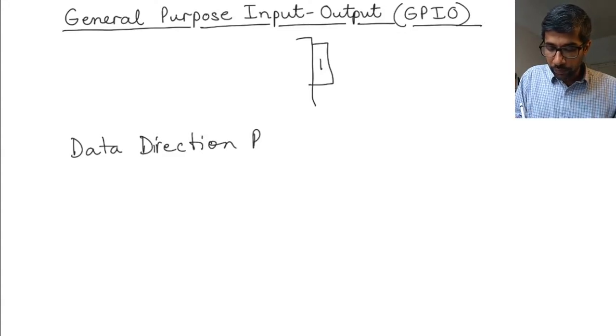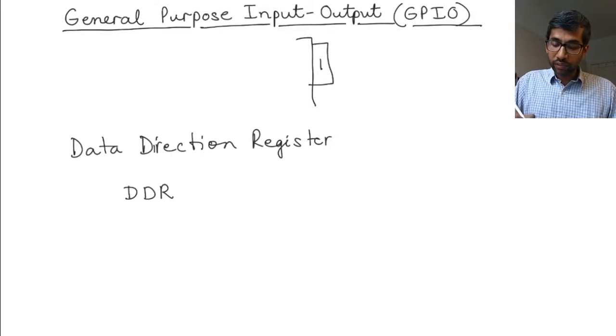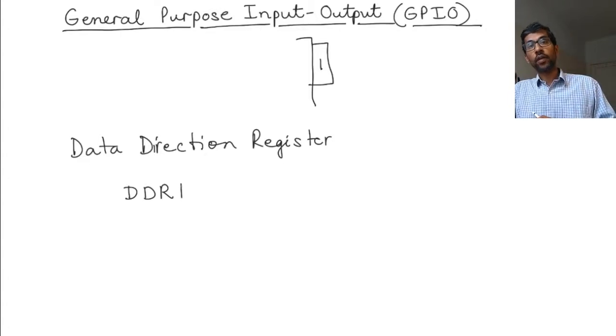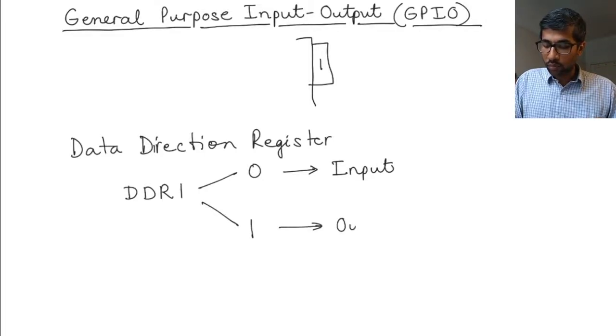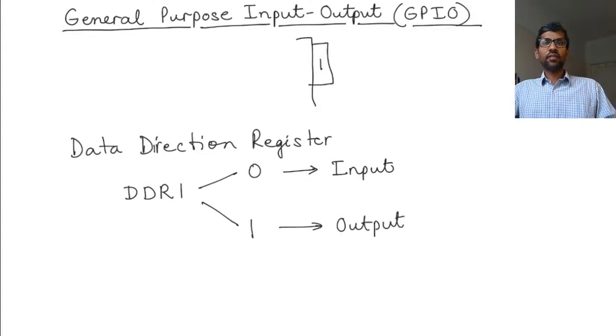In short we can call it DDR. And because this is associated with pin 1, let me call it DDR1. So when DDR1 is 0, this pin acts as an input, and when DDR1 is set to 1, it acts as an output. Okay, fairly straightforward. It's like pressing a switch. So you have this pin which can act both as an input and output. You press the switch, you make it 1, it starts acting as an output. You take away the press, so 0, the pin starts acting as an input.